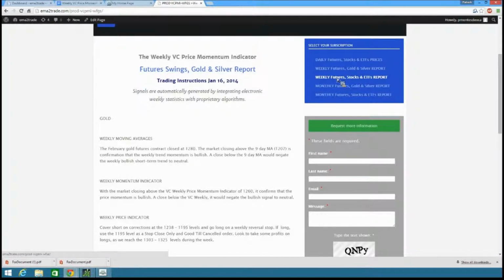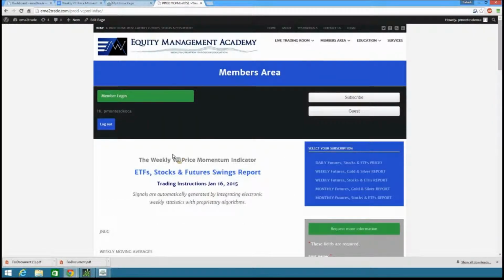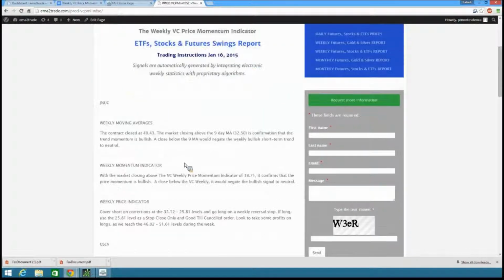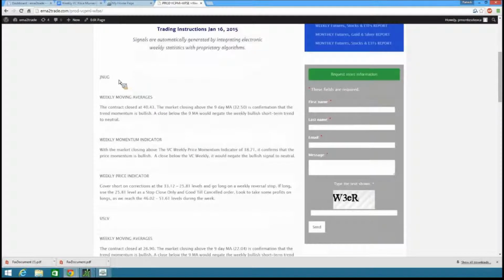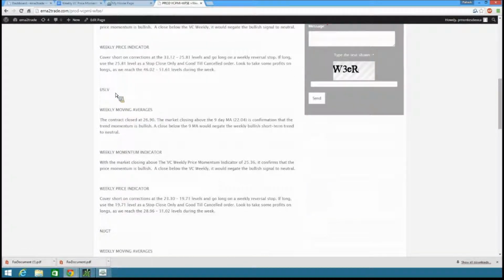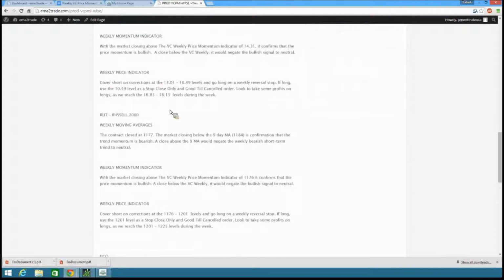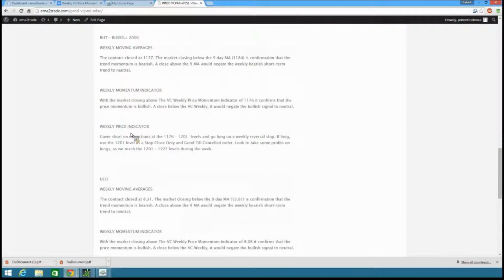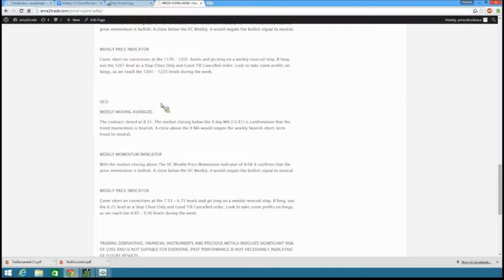If you click on the next link, it gives you the weekly futures, stocks and ETFs report. This report focuses primarily on the ETFs that we are actually trading in the room, that we're using to build the balances as we have been doing since the beginning of the year. And they are JNUG, USLV, NUGT. In terms of the indices, we're trading the Russell 2000 with RUT. And we are looking at the energy markets by looking at the ETF in crude oil, UCO, which tracks crude oil. It's the Bloomberg ETF in crude oil.